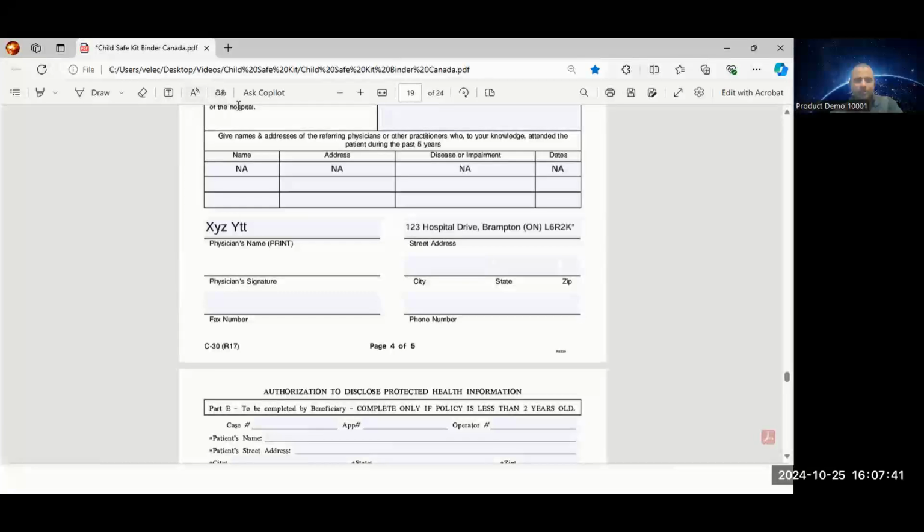All right, physician signature. So let's say... all right, city. Okay, state. Let's say this is Ontario. And zip. Okay, this would be L6 R2 K, whatever the last digit is. So this one over here, this is Hospital Drive.